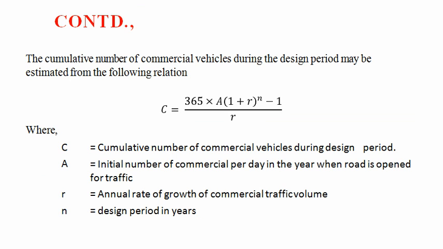The cumulative number of commercial vehicles during the design period may be estimated from the following relation: C equals 365 into A multiplied by the bracket of (1 plus R) raised to N minus 1, upon R, where C is the cumulative number of commercial vehicles during the design period, A is the initial number of commercial vehicles per day in the year when the road is open for traffic, R is the annual rate of growth of the commercial traffic volume, and N is the design period in years.